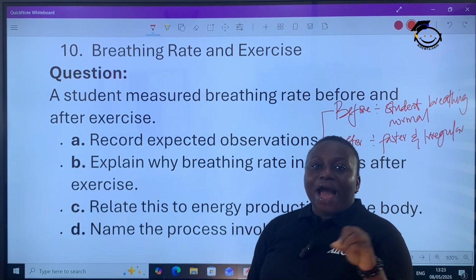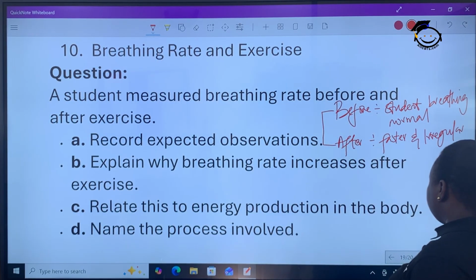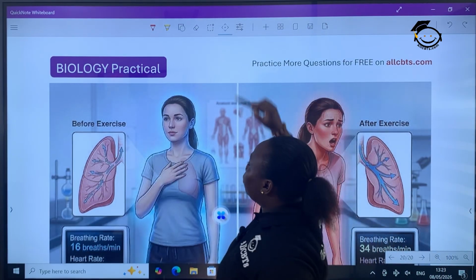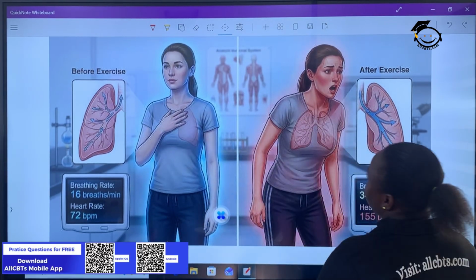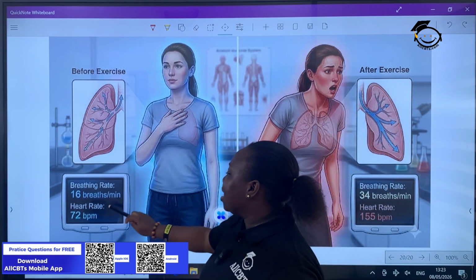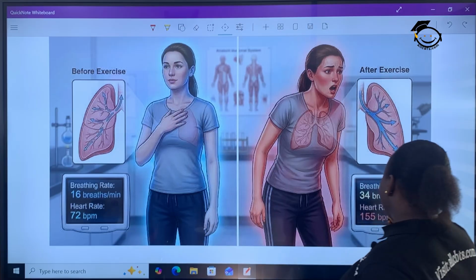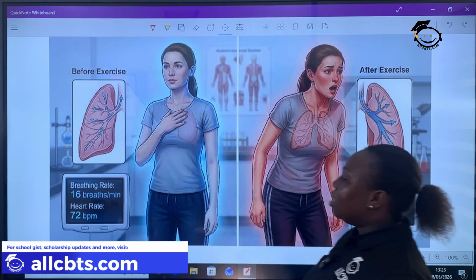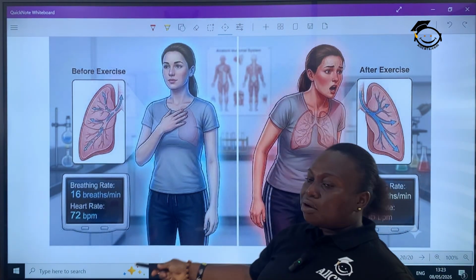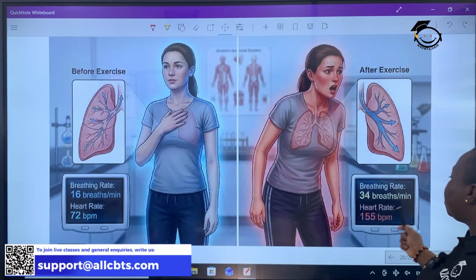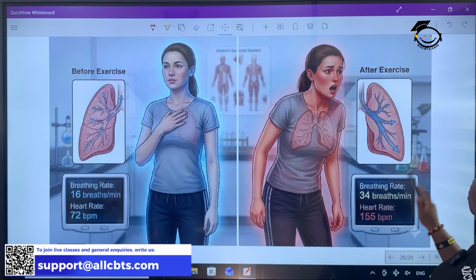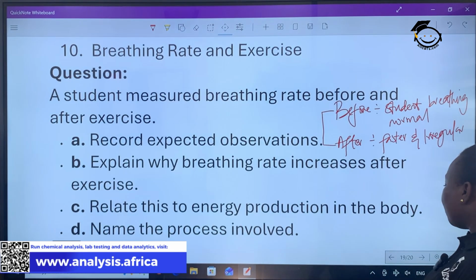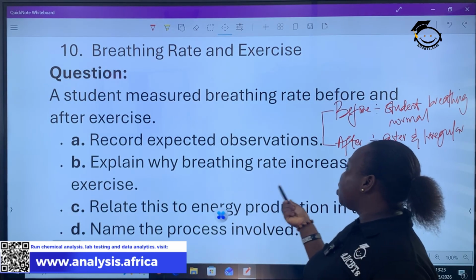Now they want to ask that why is it that the breathing rate increases after the exercise? If you look at this image, you can see this woman. Before, she had a normal breathing rate and a normal heart rate. But immediately she did an exercise, before she was breathing 16 breaths per minute, but after the exercise, she started breathing 34 breaths per minute, and her heart rate became 155. So what's changed? That leads us to our second question, that we should explain why breathing rate increased.